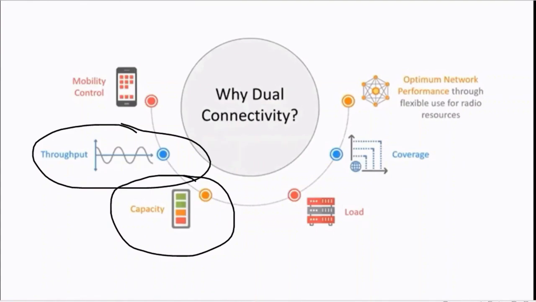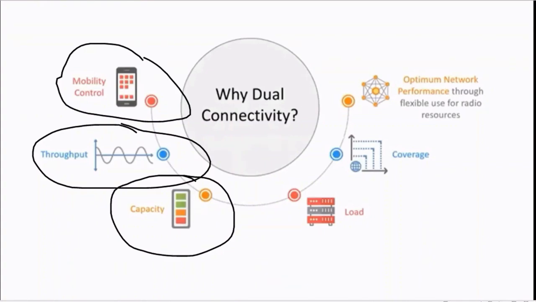Then we have this mobility control. Right? We have this mobility control. So how can dual connectivity minimize the handover failure rate? That is where your mobility comes into the picture, right? So here you should articulate one interesting point. There is something called single connectivity to dual connectivity handover. So what do you mean by that?